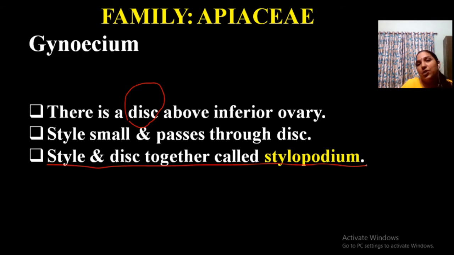Gynoecium in Apiaceae. What is the special feature of the gynoecium in Apiaceae? It is bicarpellary, bilocular, syncarpous, with an inferior ovary. Clear? Axial placentation. Another important point is the presence of a disc above the inferior ovary. Then the style is small, and the style and the disc together are called what? Stylopodium.